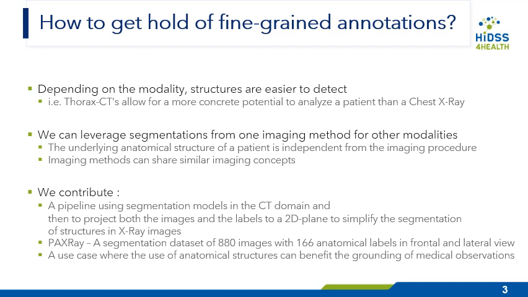We then project both the labels and the volume back to a 2D plane to simulate an X-ray. Using this pipeline, we built the PAXRAY dataset, a dataset for multi-label segmentation containing 880 images with 166 anatomical labels for both frontal and lateral view. We use this to present a use case where anatomical structures can benefit the grounding of medical observations.